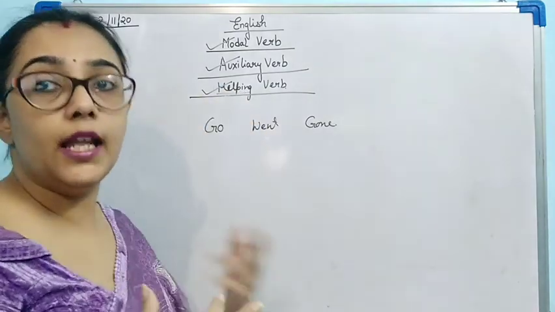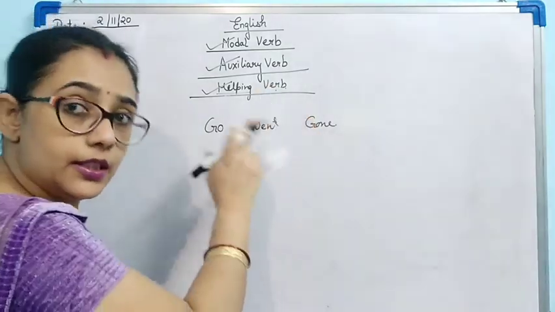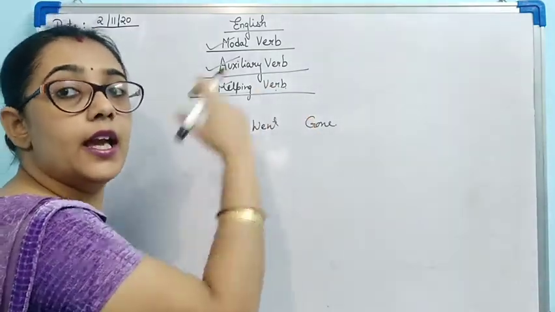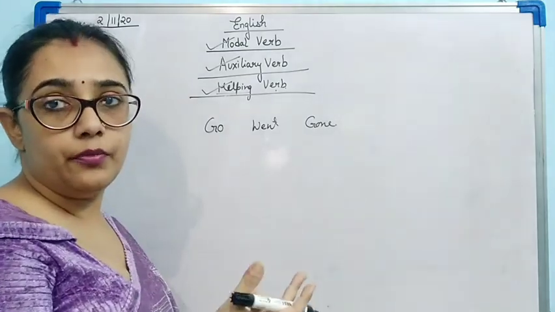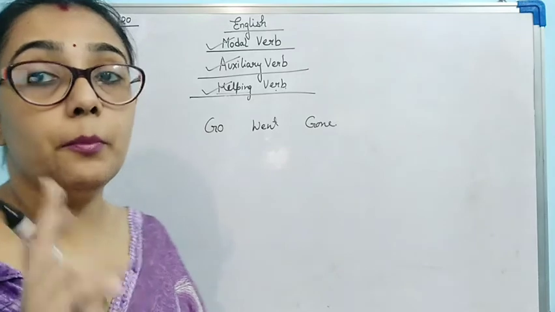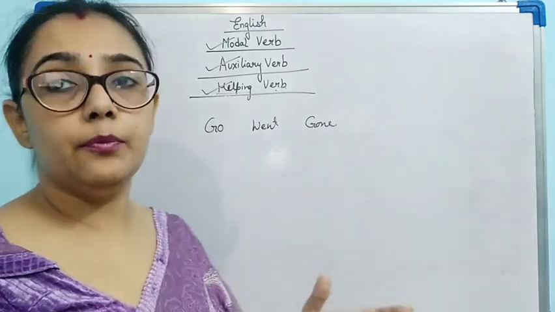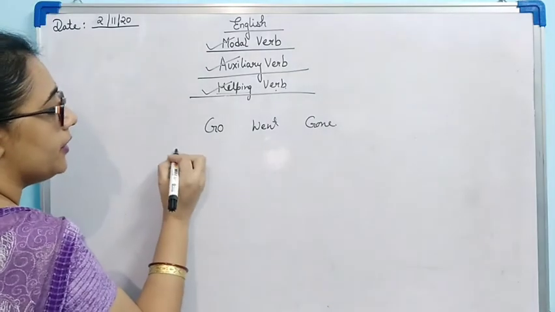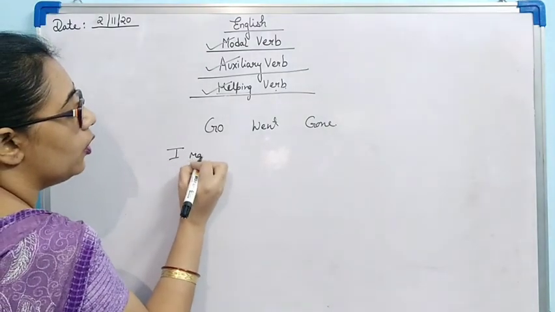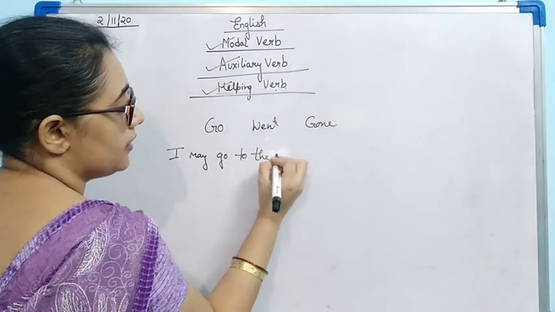Okay. Now we have already said it is called a helping verb. Helping means to help. To help whom? To help the verb. They are also verbs. They help the other verb. So auxiliary verbs are used with the main verb to help them. Suppose I say, I may go to the market.